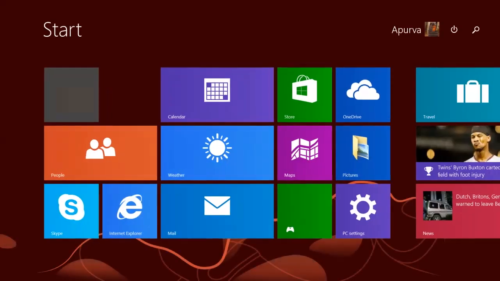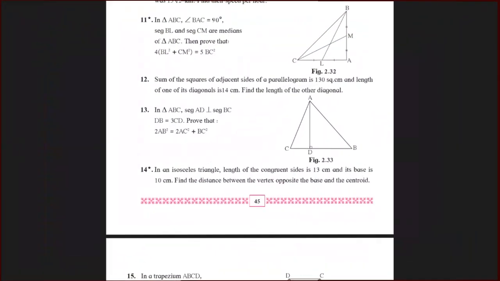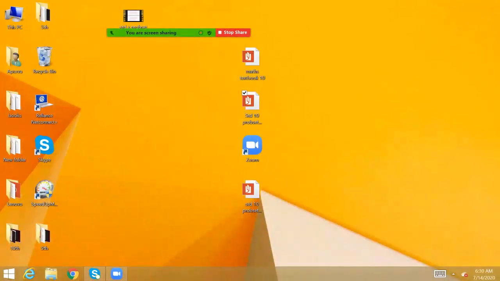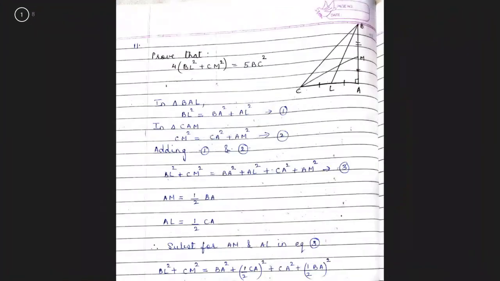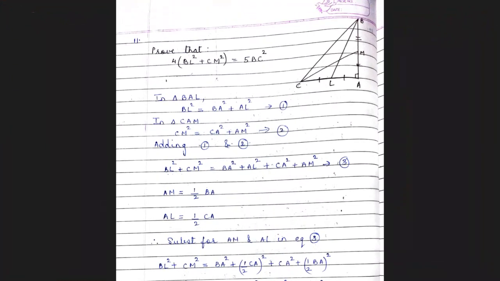Okay, so to do this question number 11. You are given triangle BAC, which is right angled at A. You are given CM and BL are the medians. So you have CL equal to AL, BM equal to AM. Now what we'll do is consider triangle BAL first.